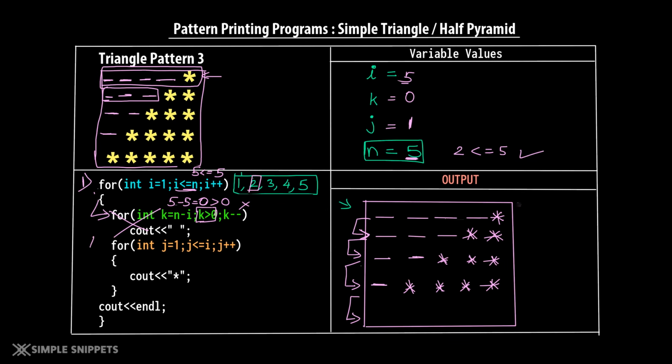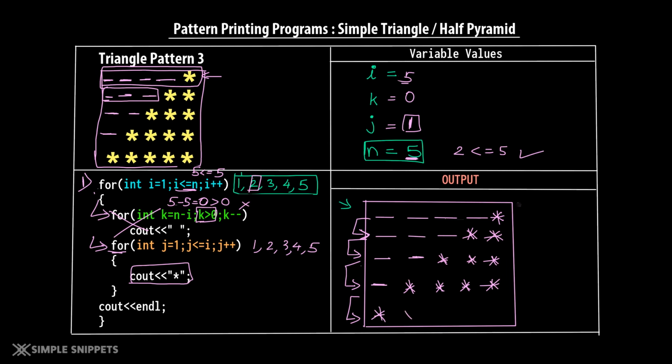We will directly go to this for loop which will say j equals to 1, so j will take the value of 1, then it will go j plus plus and the condition is j has to be less than equal to i. What is the value of i? It is 5. So j will take the values of 1, 2, 3, 4 and 5, which means this for loop will run 5 times and inside this it will simply print 5 stars.